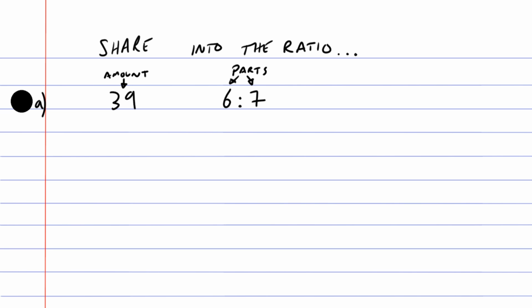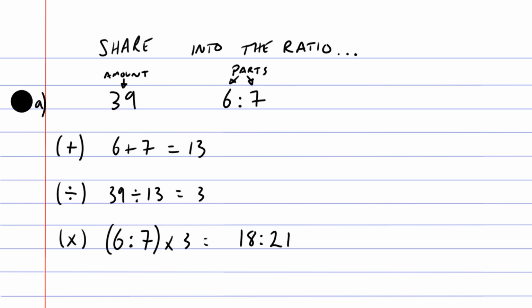So we're going to share an amount of 39 in question A here into the ratio of 6 to 7. So first we add the parts. 6 plus 7 is 13. Then we divide the amount, which is 39, divided by 13, gives us 3. So each part is worth 3. So we've got 6 lots of 3 and 7 lots of 3. So we multiply out, multiply 6 by 3 and multiply 7 by 3. And we end up with 18 to 21.